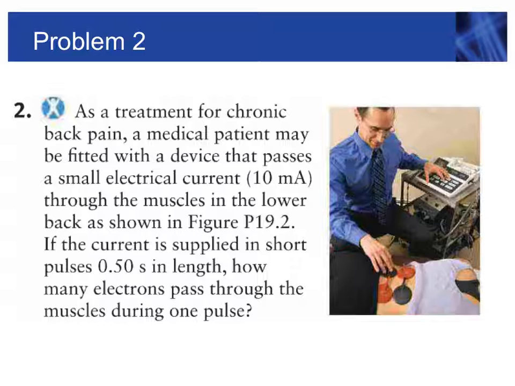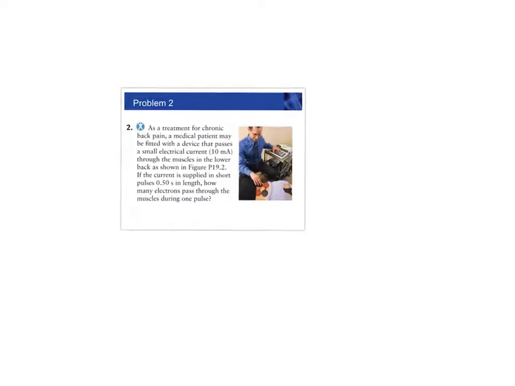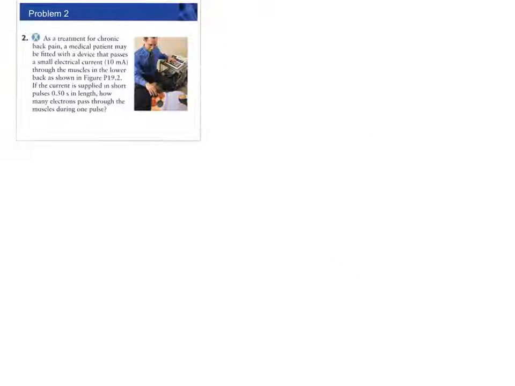Let's solve problem 2 from a textbook. As a treatment for chronic back pain, a medical patient may be fitted with a device that passes a small electric current, 10 milliamperes, through the muscles in the lower back, as shown in the figure. If the current is supplied in short pulses, half a second in length, how many electrons pass through the muscles during one pulse? Okay, let's make it tiny, put it up here so that I can write next to it.